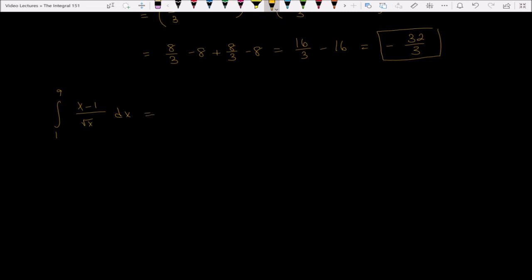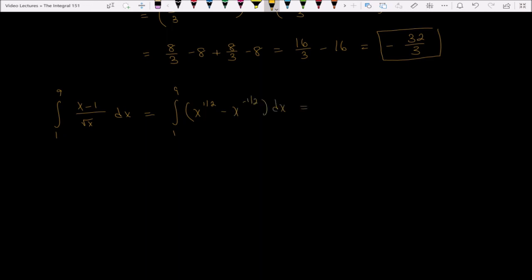One of the techniques we learned is if the denominator is a monomial, we can divide each term in the numerator by it. So this will become the integral from 1 to 9. x over root x is square root of x, which is x to the 1/2 power, minus 1 over root x is x to the minus 1/2 power.